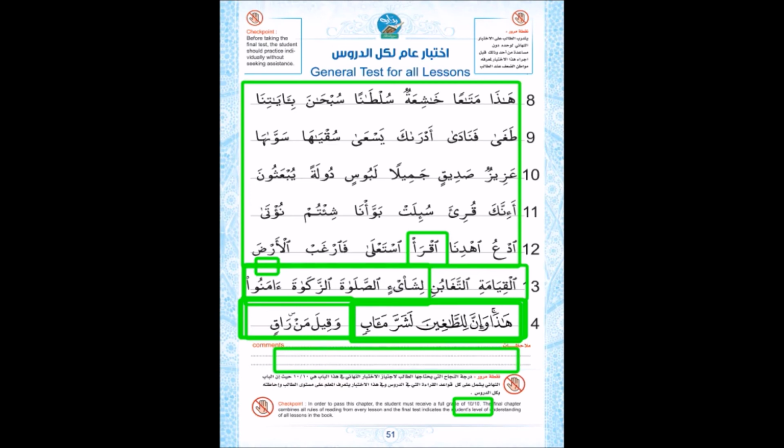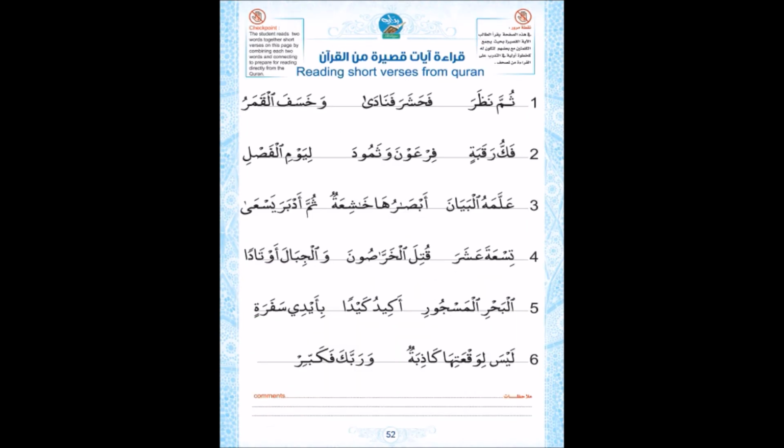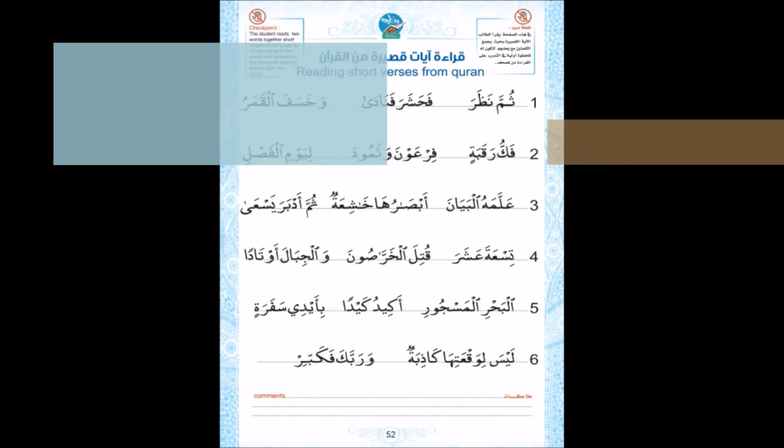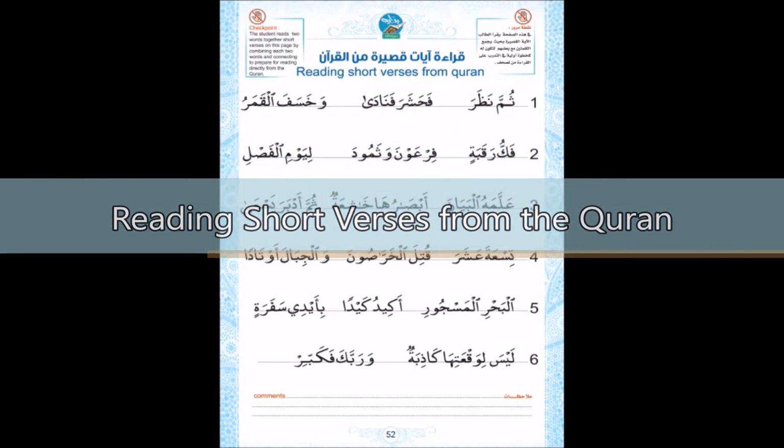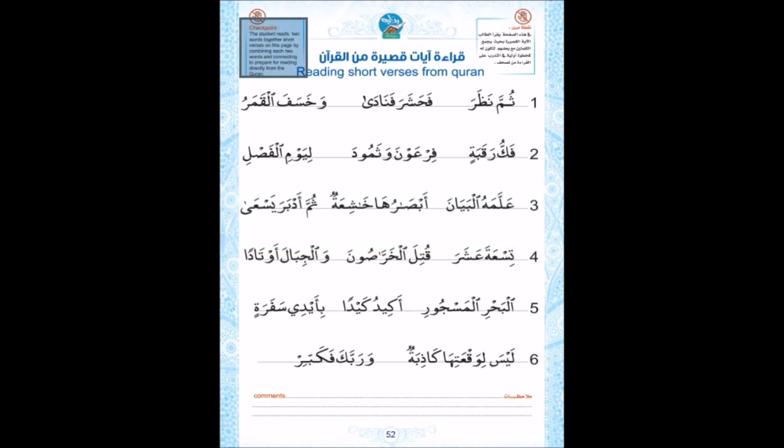As we move to the next portion of chapter 7, which is reading short verses from the Quran, we want to take note of the checkpoint here. It's absolutely necessary that the student at this point can connect 2 words together with little or no hesitation. For example, ثُمَّ نَظَرَ. We want the student to say it in one continuous flow, and try to say these 2 words together.